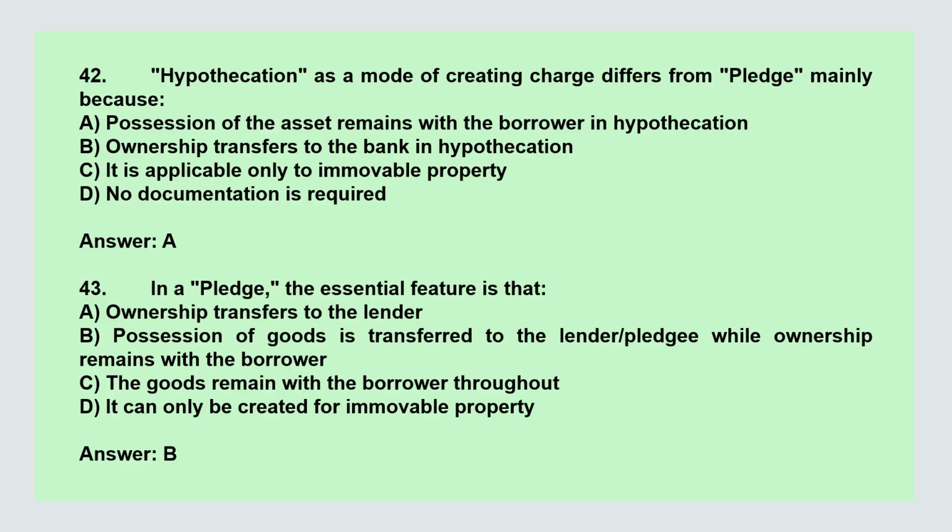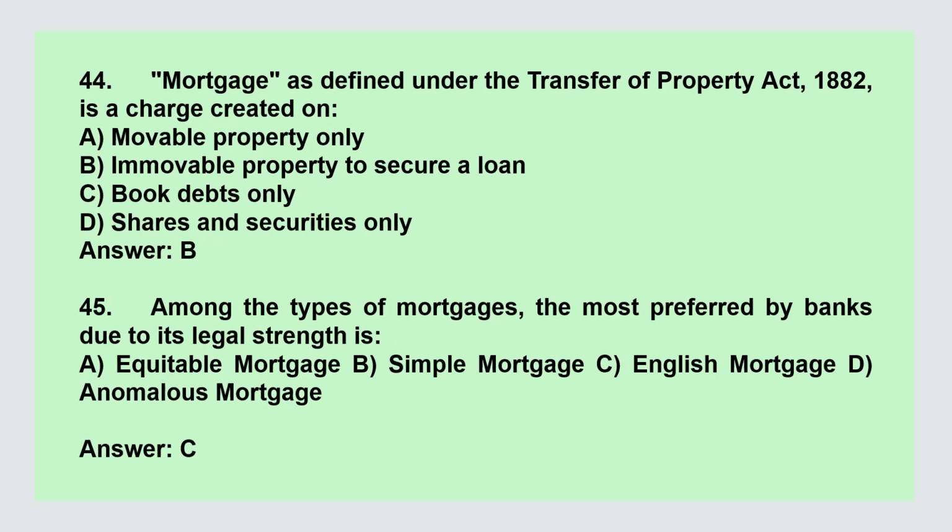Hypothecation as a mode of creating charge differs from pledge mainly because answer A, possession of assets remains with the borrower in hypothecation. In a pledge, the essential feature is that answer B, possession of goods is transferred to the lender, pledgee, while ownership remains with the borrower. Mortgage as defined under the Transfer of Property Act 1882 is a charge created on answer B, immovable property to secure a loan. Among the types of mortgage, the most preferred by banks due to its legal strength is answer C, English mortgage.